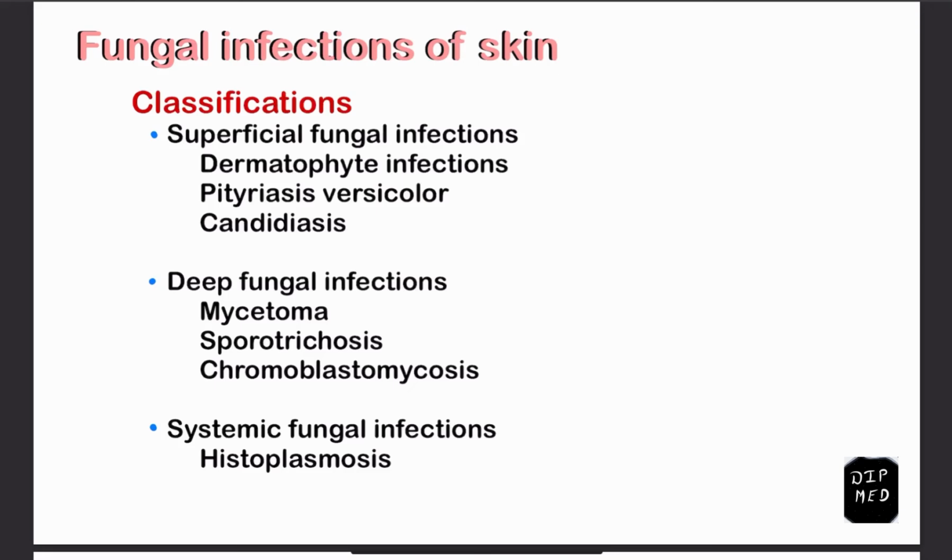The fungal infections of the skin could be classified into three classes: the superficial fungal infections, deep fungal infections, and systemic fungal infections. Under superficial fungal infections, we have dermatophyte infections, Pityriasis versicolor, candidiasis. Under deep fungal infections, there are mycetoma, sporotrichosis, and chromoblastomycosis. And in the systemic fungal infections, there is histoplasmosis. And in this video, we'll be specially focusing on Pityriasis versicolor, which is a form of superficial fungal infections.